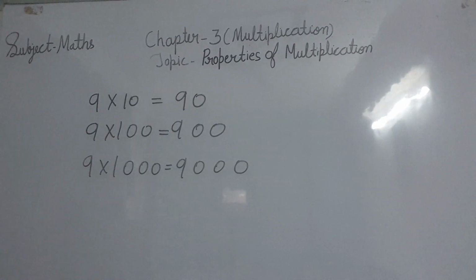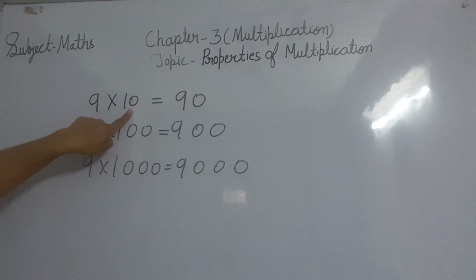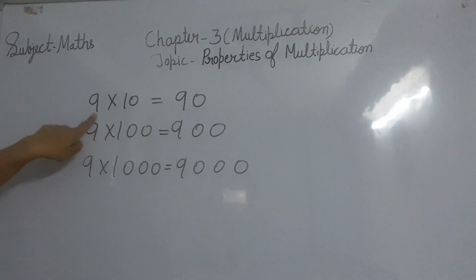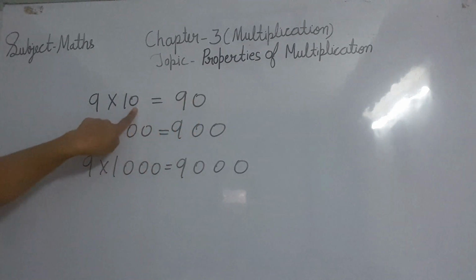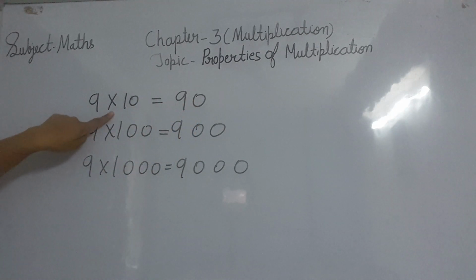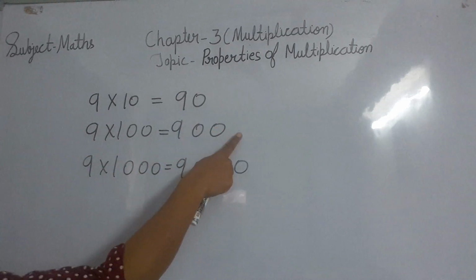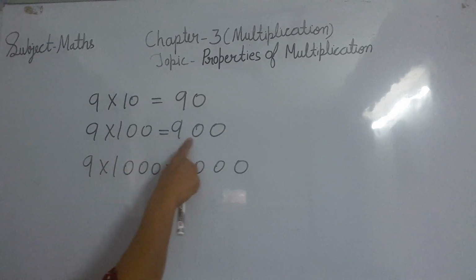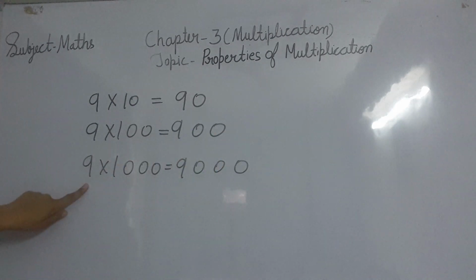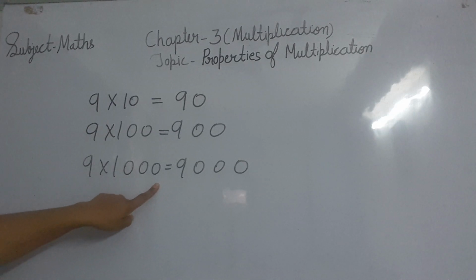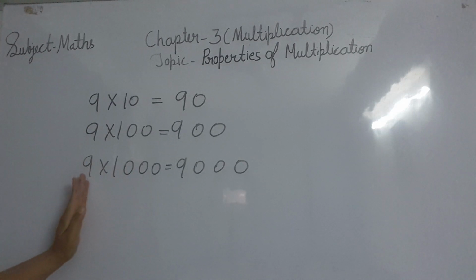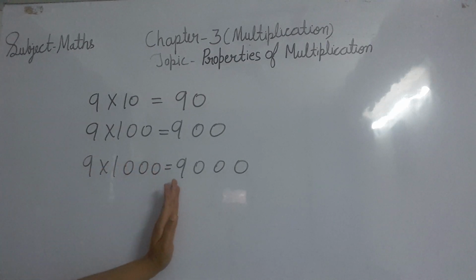So in a simple way, when you multiply any number by 10, just place the 0 on the right side of the number. Our number is 9. On the right side we are placing 0. So if you do 9 multiplied by 10, the answer is 90. The same way, if you multiply any number by 100, on the right side of the number you have to place 2 zeros. This is the number 9, this is the right side. On the right side you have to place the 2 zeros. So the answer is 900. The same way, if you multiply by 1000, what happens? The right side of the number, this is the number, the right side is this. So on the right side of the number you have to place the 3 zeros.